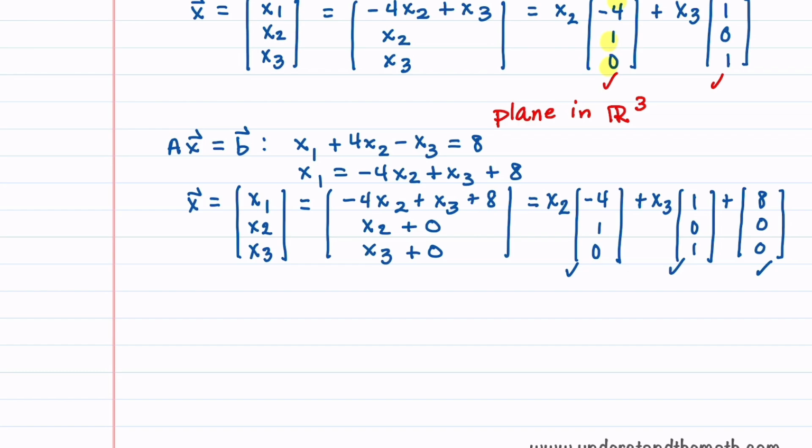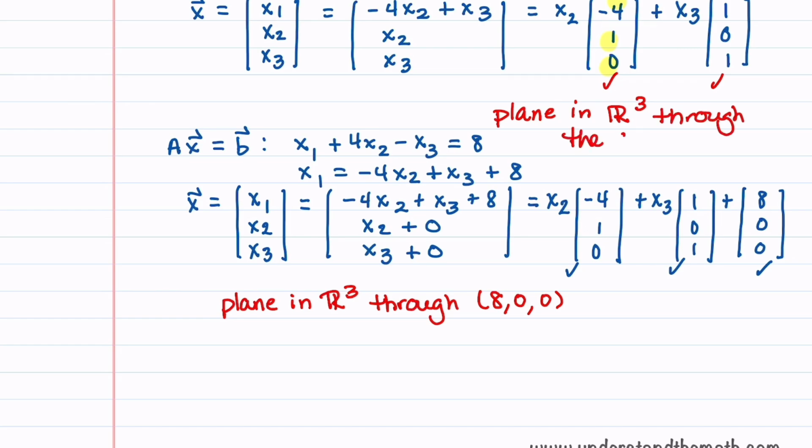So the geometric interpretation of this is going to be a plane in R3. But now here's where the difference comes. This plane is going to pass through our point 8, 0, 0. To contrast this to our solution to A x equals 0, for that solution we said that it is a plane in R3. Now let's go ahead and add that it's through the origin. You can visualize it as adding the point 0, 0, 0.